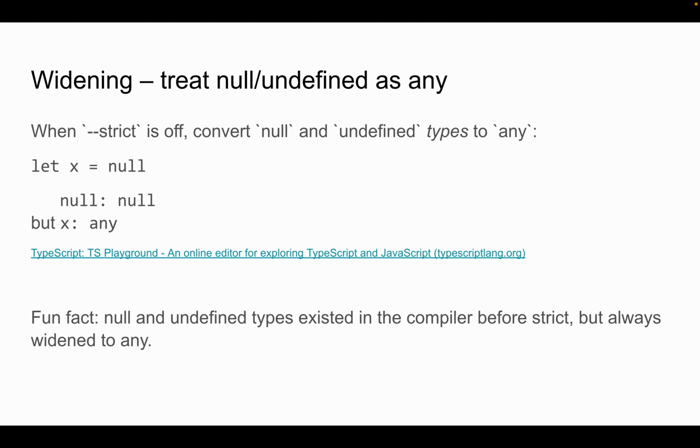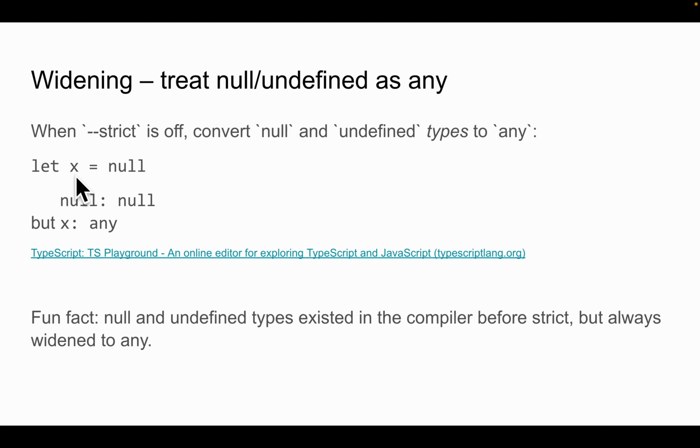And really all it does is treat null or undefined as any. It only applies when strict is off. This is from the old compiler, where there's a null and undefined type inside the compiler, but outside the compiler, to users, there was no such type, and so it had to be converted to any. So in the current compiler, the value null has type null.